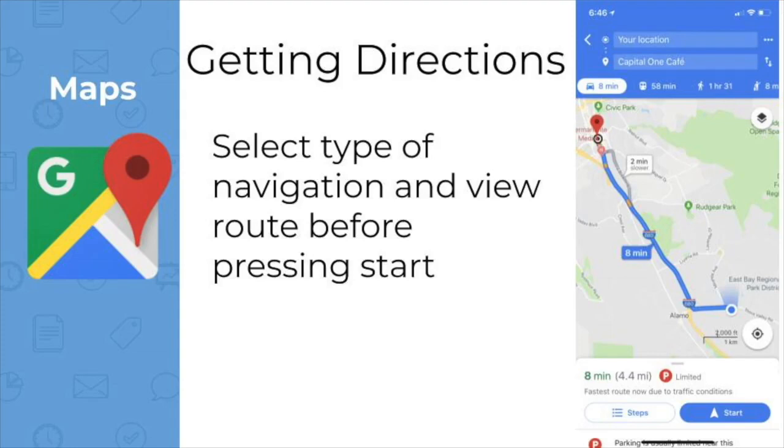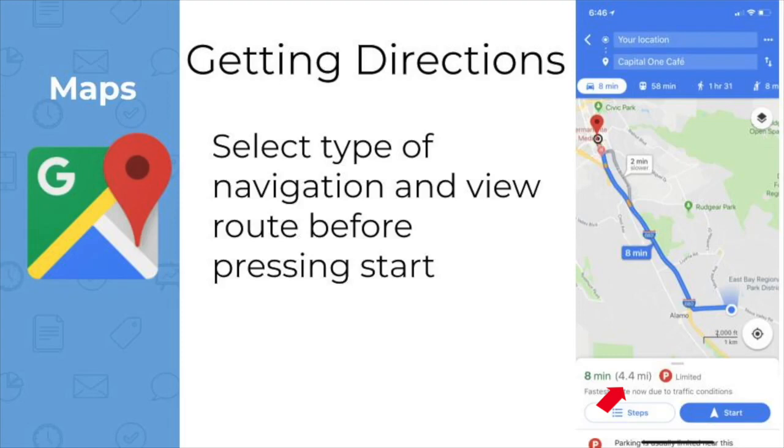In this case, we're going to leave it on driving, as we normally will, and towards the bottom of the screen, you can see another couple of options. The most prominent information on the bottom of the screen is the time it will take, which you can see in green is 8 minutes, and next to that it will show you the distance.